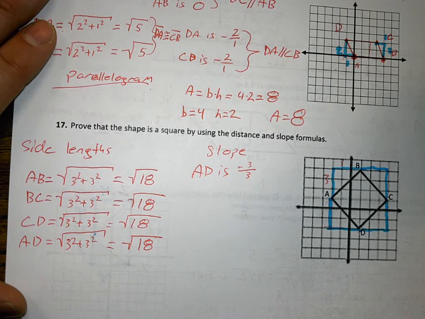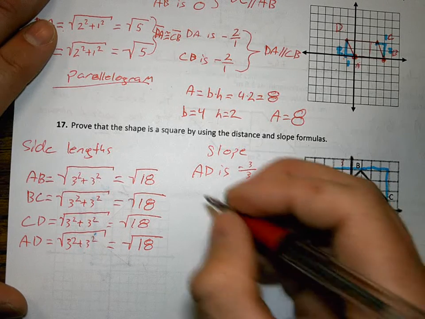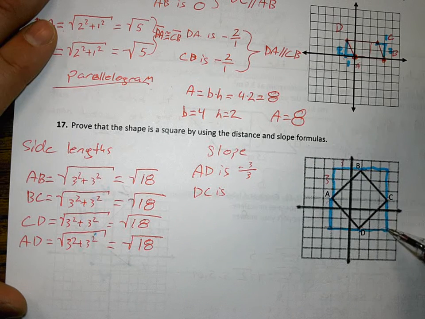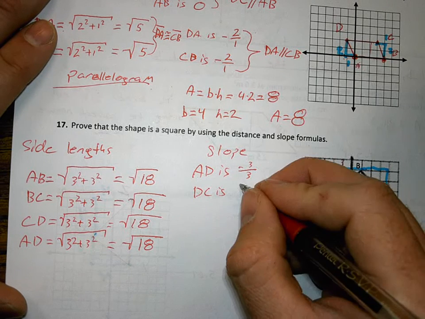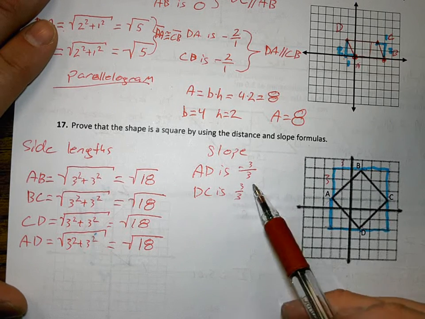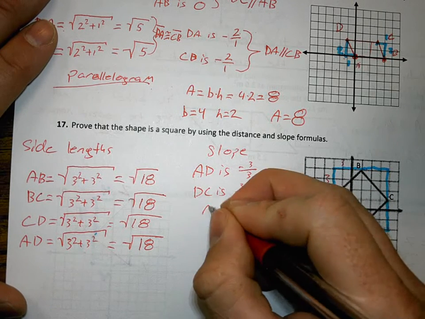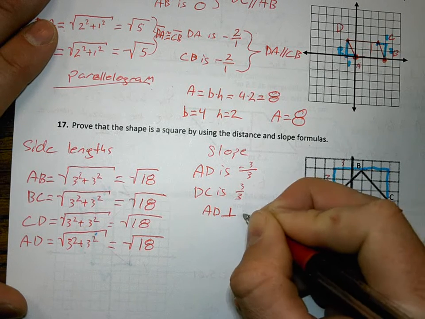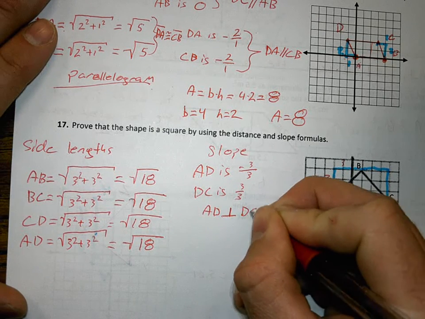What is the slope of DC? Right 3, up 3. Are my slopes opposite reciprocals? Yes, so AD is perpendicular to DC, which means it's a 90-degree angle.